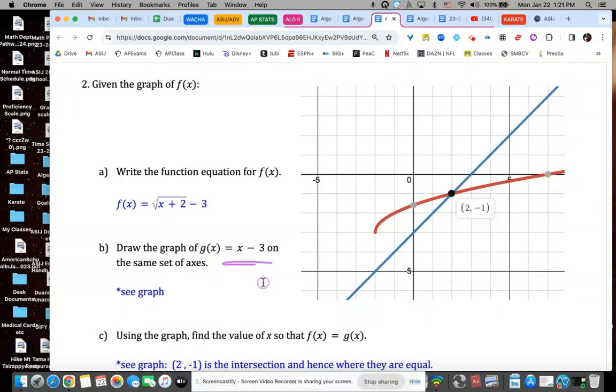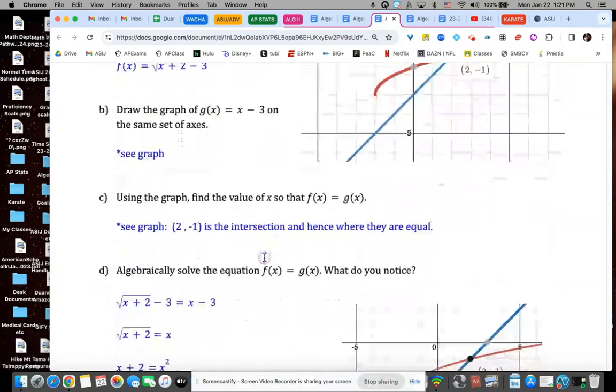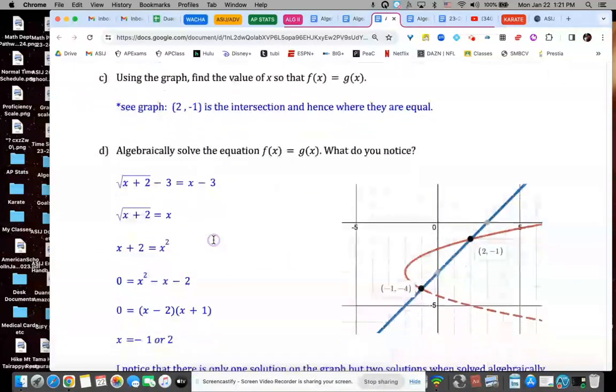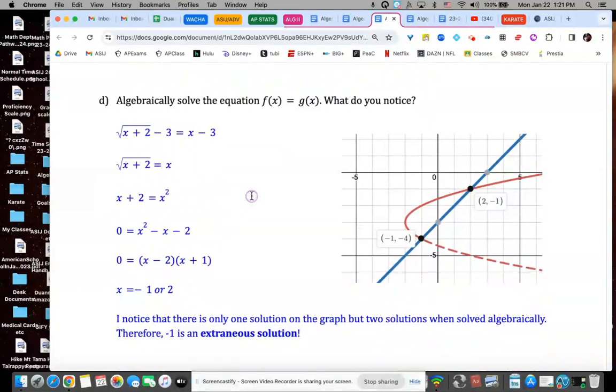Everybody should know how to graph a straight line. Y-intercept -3, slope is 1. Okay, so you got a graph. We're looking for this intersection. I can see it on the graph. I can see what the solution is going to be, but we need to be able to do that algebraically. So on the graph, I can see what the answer is already, but let's find out what happens when you do it algebraically. Okay, so I take my equation that I had for the red piece, and I take the line, and I set them equal to each other.